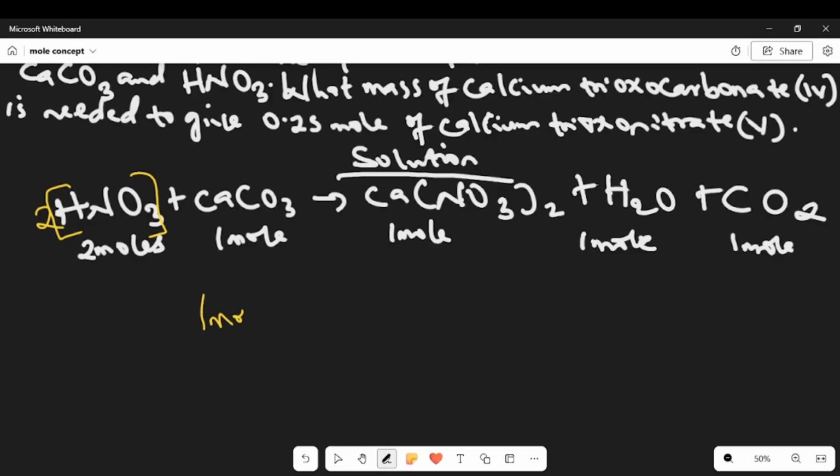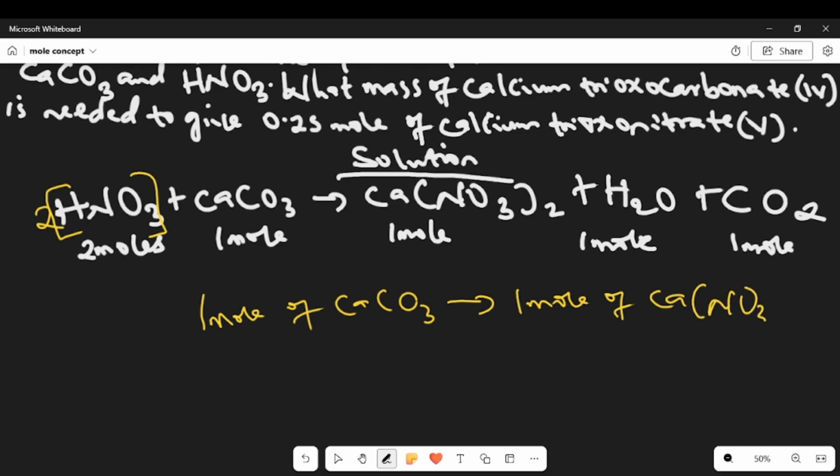1 mole of CaCO3 from the reactant side gives 1 mole of Ca(NO3)2 from the product side. Now from the question given to us, you are given that 0.25 mole of this was produced, but we don't know the mass that produced that.